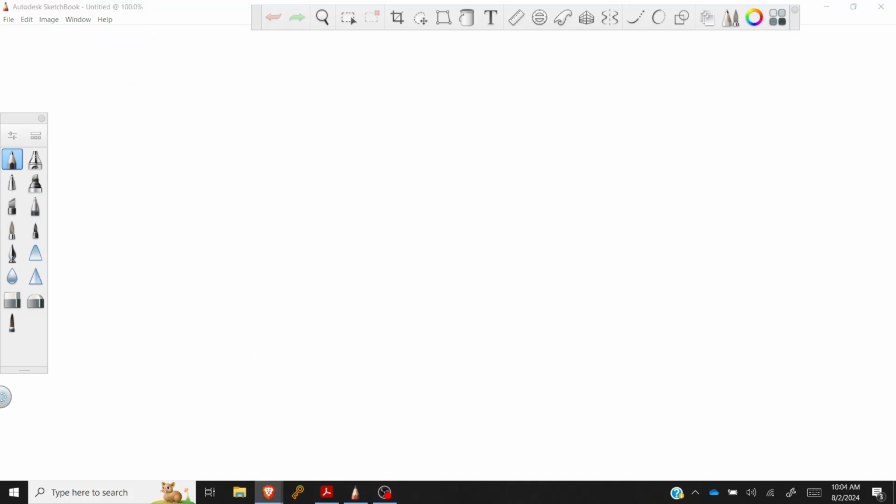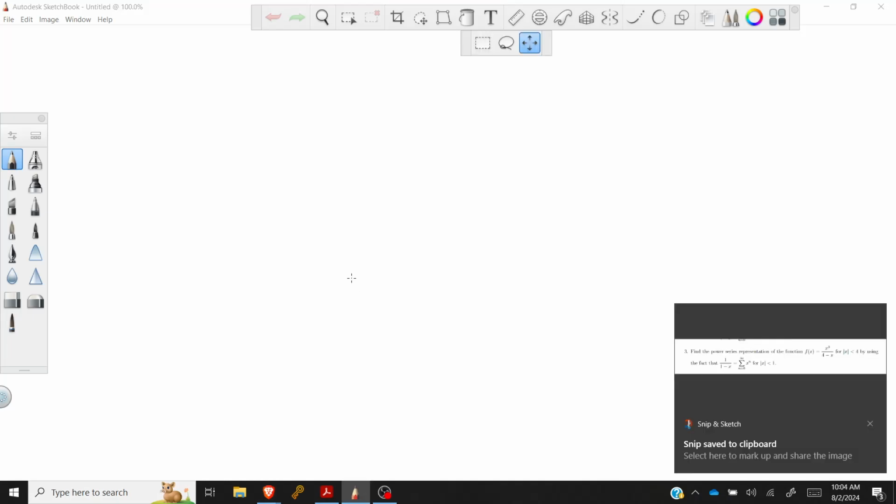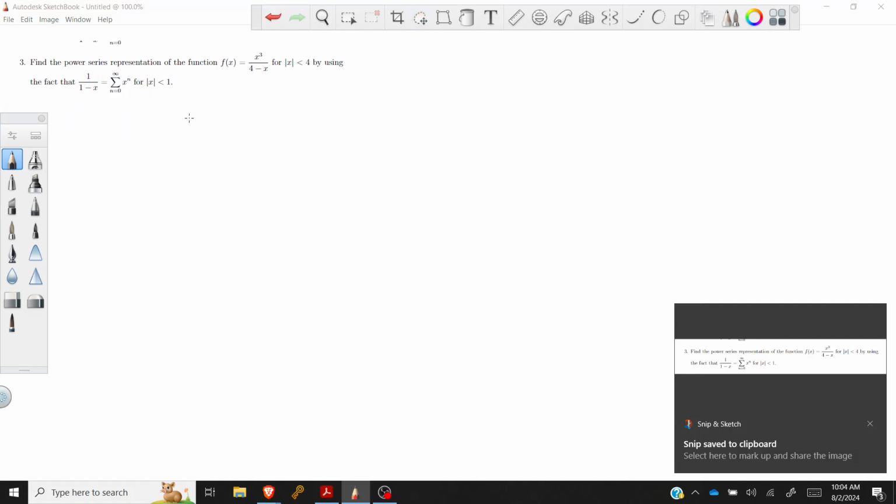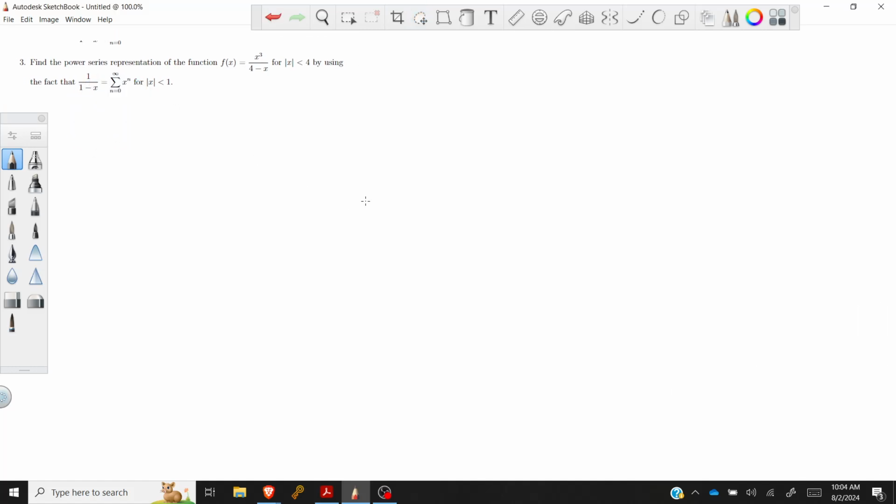Now let's look at one more like that, I suppose. So our function x cubed over 4 minus x, I'm going to pull out an x cubed over 4, and this is going to simplify down to 1 over 1 minus x over 4.